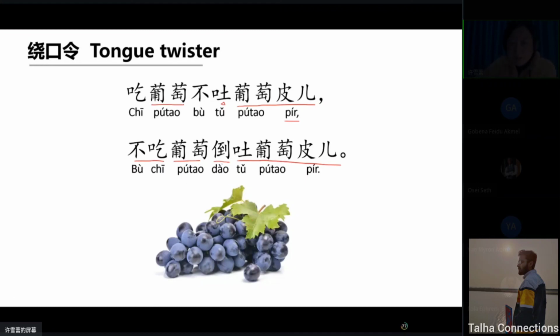不吃葡萄，not eating grapes，倒吐葡萄皮儿，倒 here means instead, okay, 吐葡萄皮儿 the same. 不吃葡萄，倒吐葡萄皮儿。Okay, I'll repeat. 不吃葡萄，倒吐葡萄皮儿。Okay, I'll read again the two lines and later you may practice more after this part of the recording. 吃葡萄不吐葡萄皮儿，不吃葡萄倒吐葡萄皮儿。Now you can read to yourself.